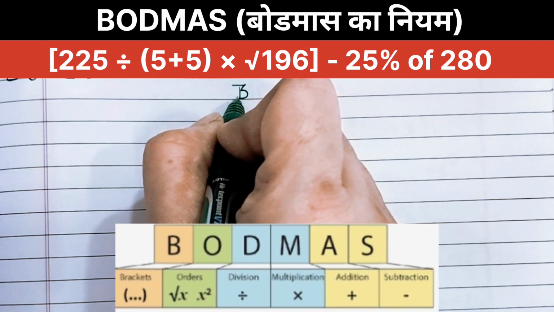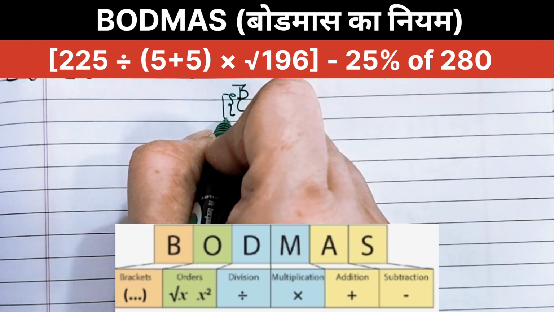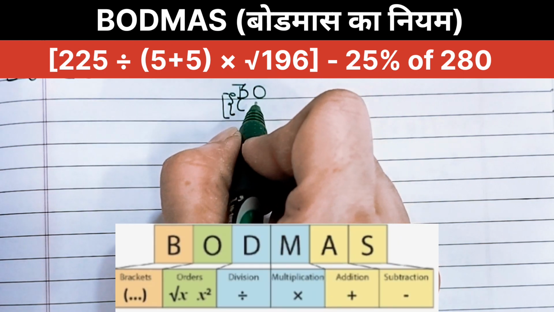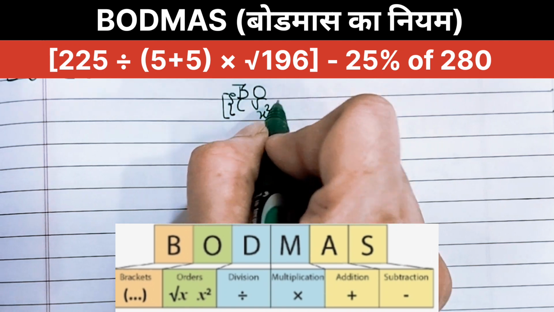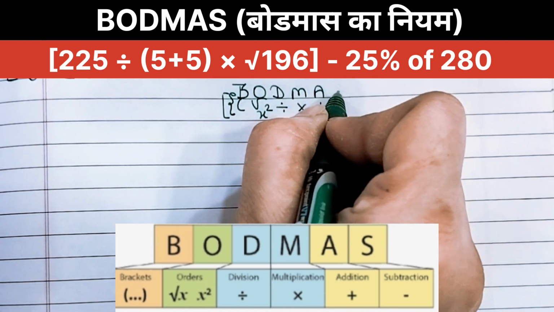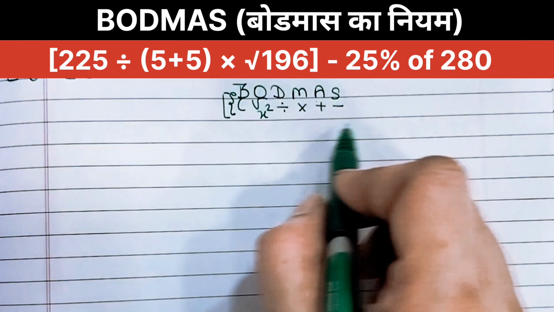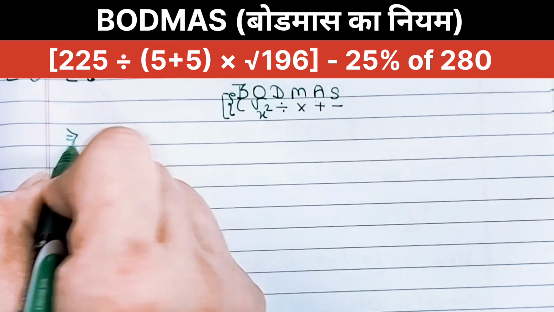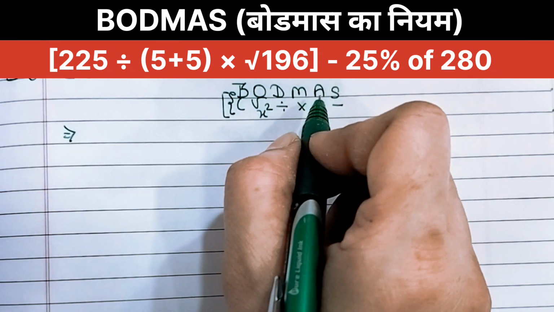BODMAS rule says first we solve brackets: small bracket, curly bracket, then square bracket. O stands for of, or we convert into multiplication, and we solve roots and exponents. D stands for division, M stands for multiplication, A stands for addition, S stands for subtraction. Now according to this BODMAS sequence, we'll break down this expression step by step.